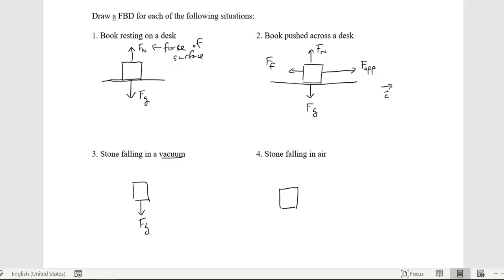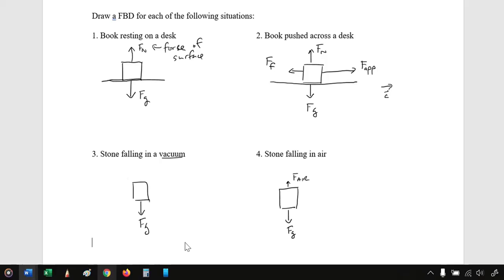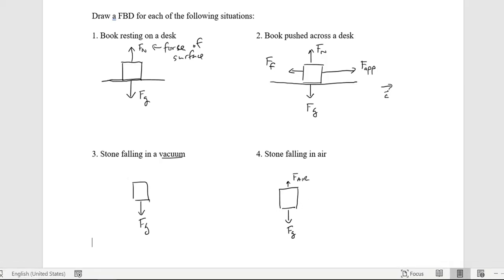If it's falling through air, then there's going to be the force of gravity, and there's going to be some air resistance, the force of the air, which is a type of friction, but not really. We're going to look at different types of friction. Really it's just the force of the air pushing up. So a stone falling through air would look like this, and a stone falling in a vacuum would look like that. These are all free body diagrams. It's a simplified diagram of what's happening.